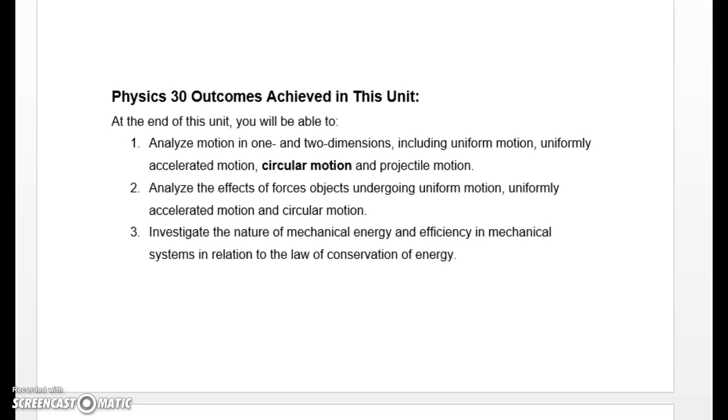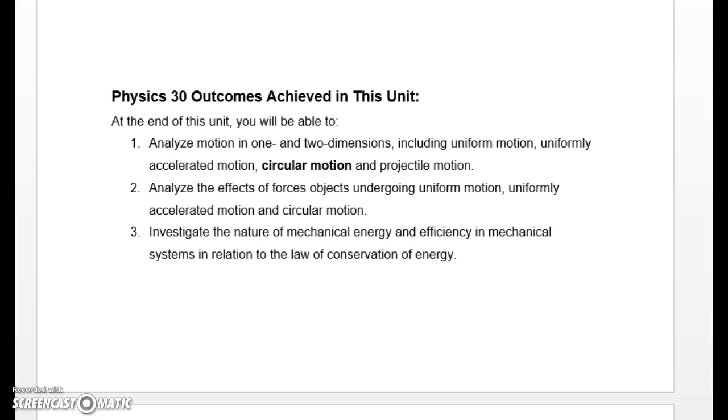The first one that we're actually going to look at is one that we looked at in our first unit, where we're looking at 1- and 2-dimensional uniform motion. Specifically in this unit, though, we're going to look at circular motion, whereas last unit we looked at uniform motion in terms of speed and velocity. We looked at acceleration, and we also looked at projectile motion. So specifically, we're going to be beginning with some circular motion there.